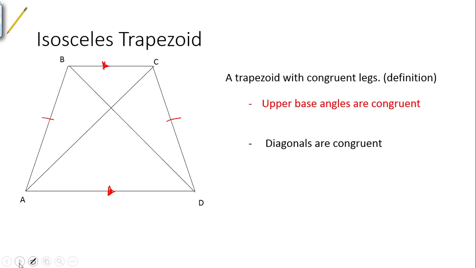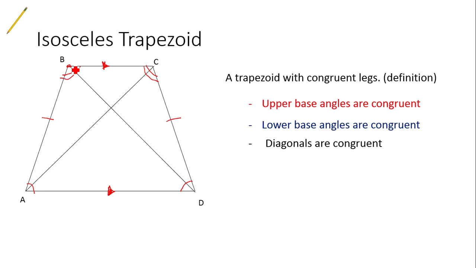Also in an isosceles trapezoid, because it's isosceles now and has congruent legs, some more angles are going to be congruent. The two upper base angles, B and C here, will be congruent to each other, and the lower base angles will be congruent to each other, and you can kind of see that's because this isosceles trapezoid has some symmetry here. The diagonals will be congruent in length.